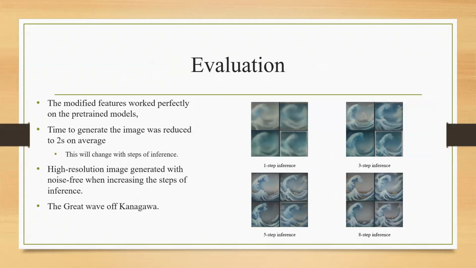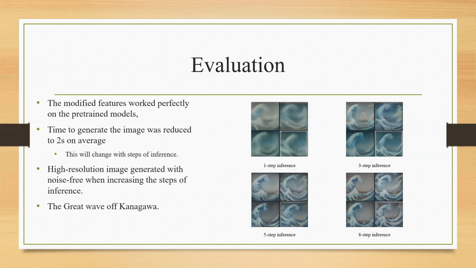Let's evaluate the model. Obviously, given the picture on the right, the modified features worked perfectly on the pre-trained models. Time to generate the image was reduced to 2 seconds on average. However, this is not guaranteed. It could change with the steps of inference. High-resolution, noise-free images are generated when increasing the steps of inference.